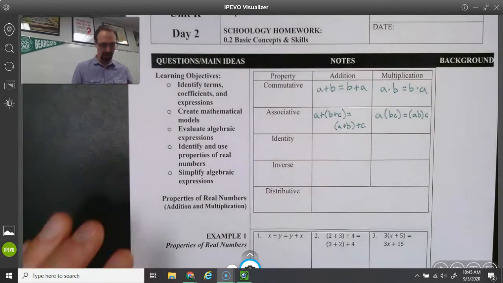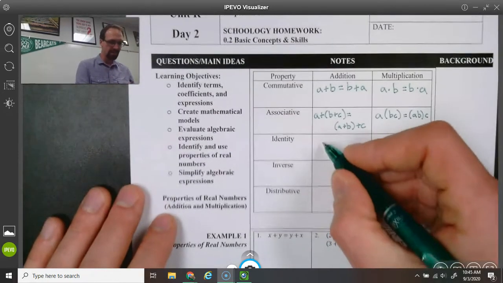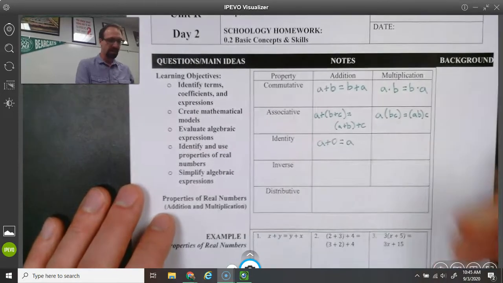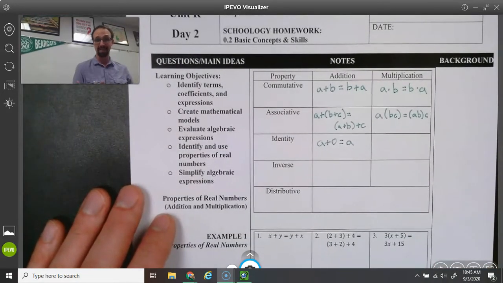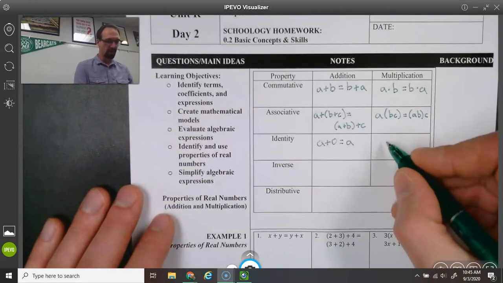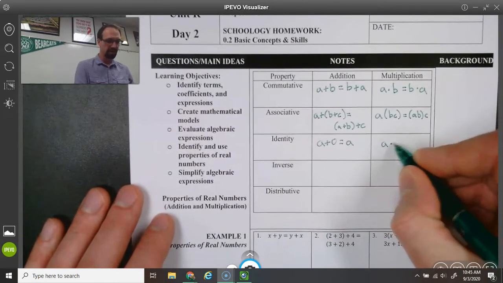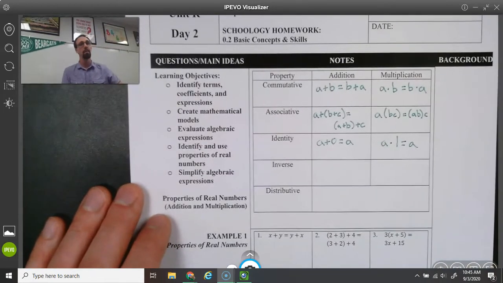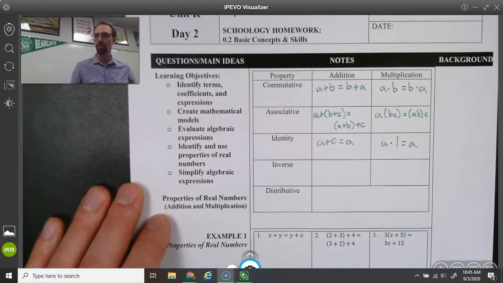Identity. The additive identity is 0, so if you add 0 to any value or number, it does not change. It remains what its identity is. And then for multiplication, if you multiply times 1, you will not change the value. So the multiplicative identity is 1.